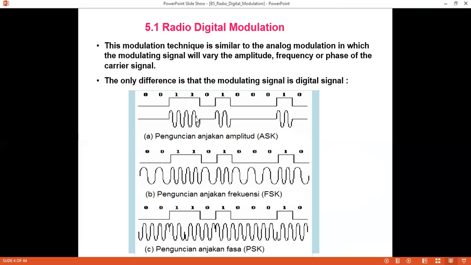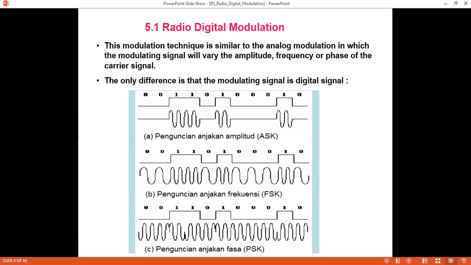For ASK, the carrier signal only is present at bit 1. Bit 0, no carrier signal. For frequency shifting, there are two values of frequency that represent bit 0 or bit 1. And also for phase, only two phases represent bit 0 or bit 1.